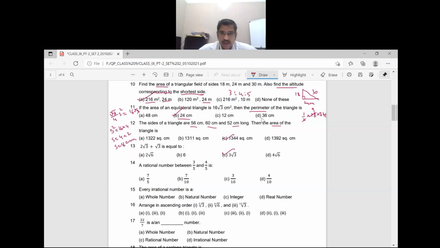Root 3 is something which cannot be simplified. It's just like one variable, just like x, some variable. Now it is 2x plus x. 2x plus x is 3x. So that's how it is 3 root 3. Okay. So remember, it is not 2 root 6, it is 3 root 3.